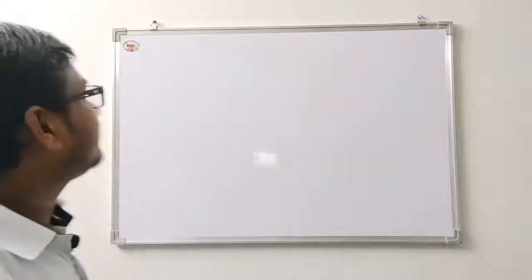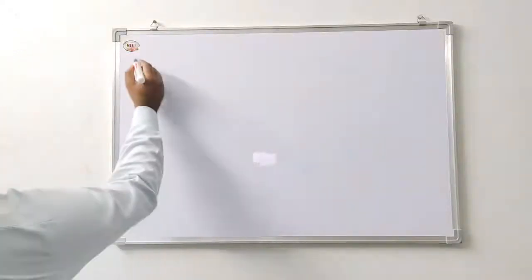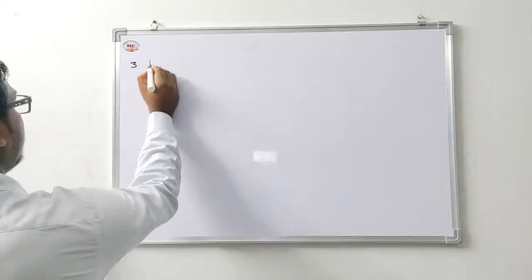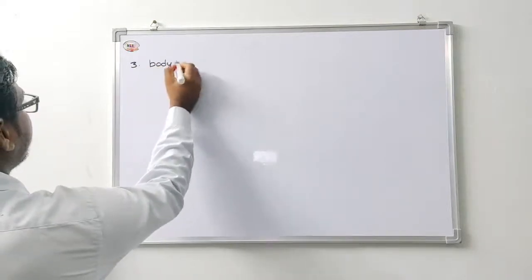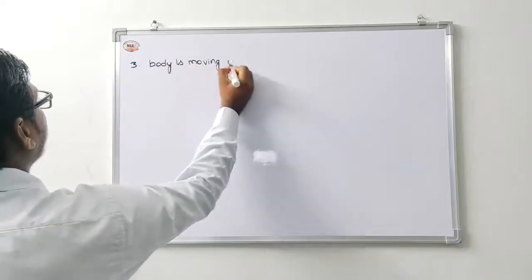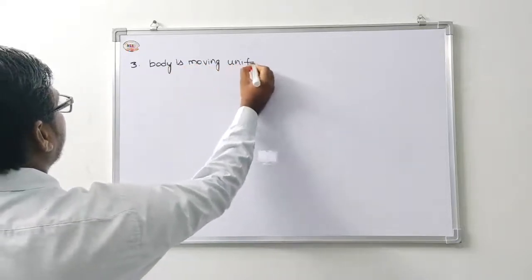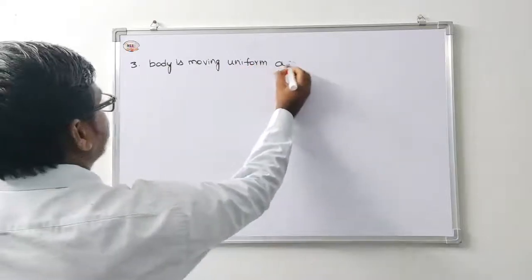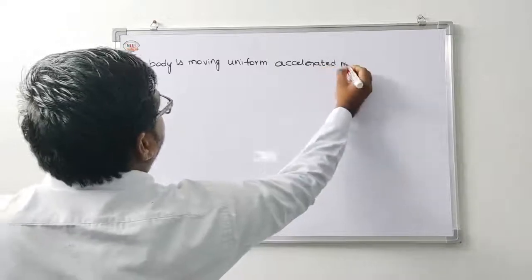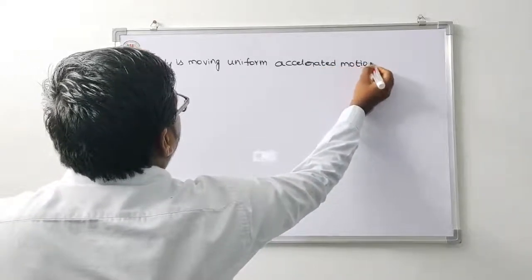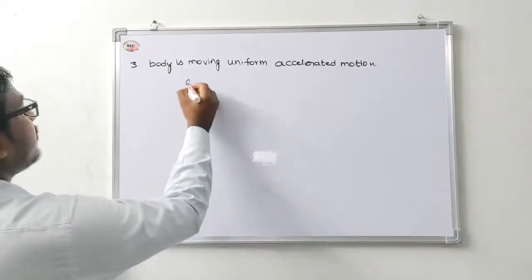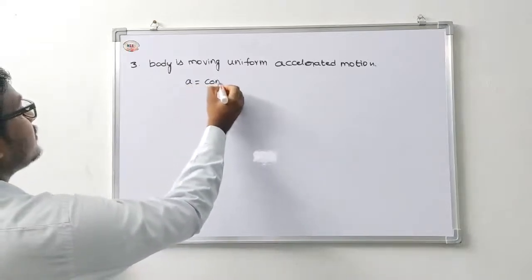Okay, in this next one, we discuss the third case, where the body is moving in uniformly accelerated motion. So for example, a is equal to a constant.